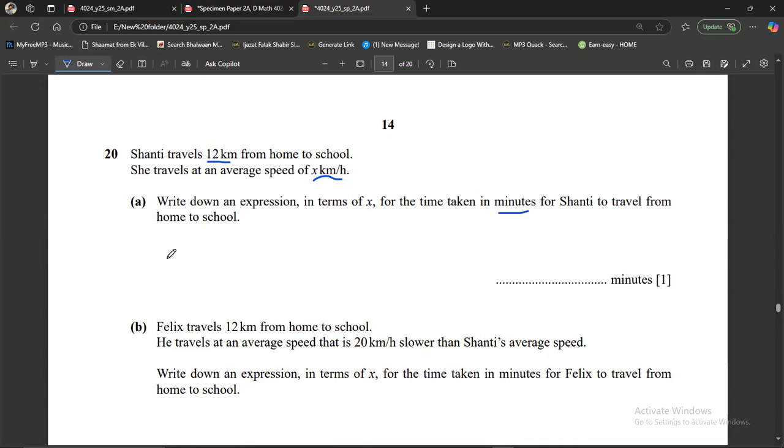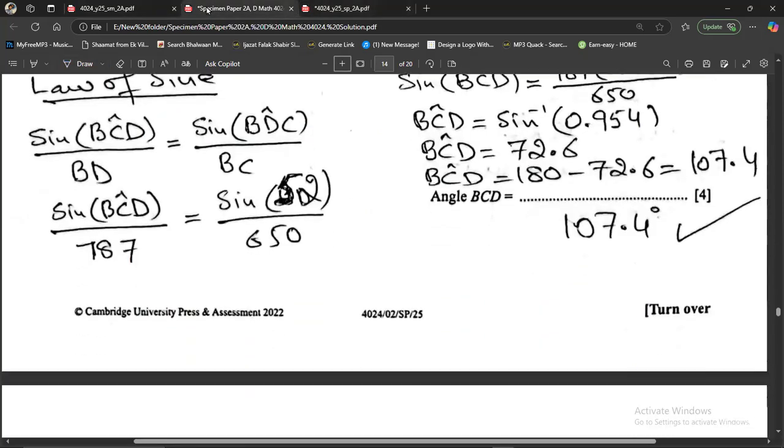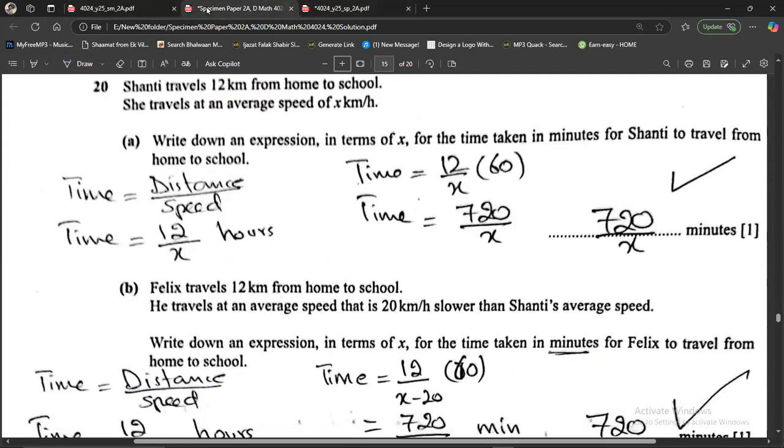So when I will apply the formula that the time is equals to distance divided by speed, the time will be automatically in hours. Then I will multiply it with the 60 and then it will be converted into minutes. So they have tried to confuse you. So here we go.